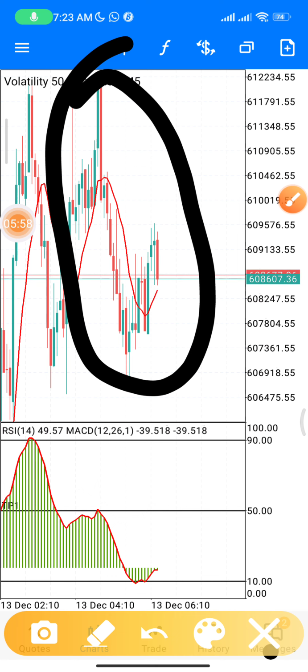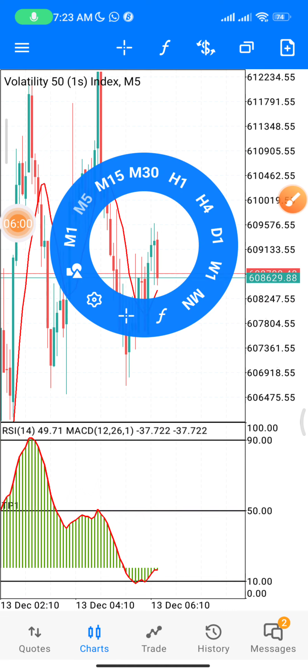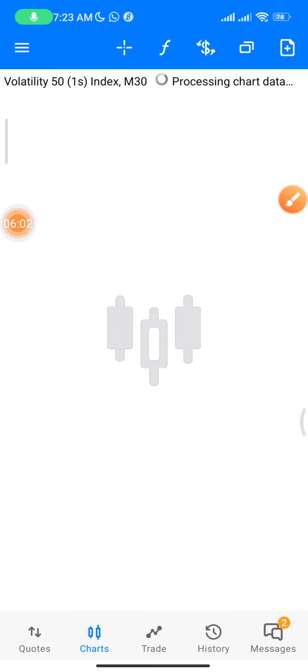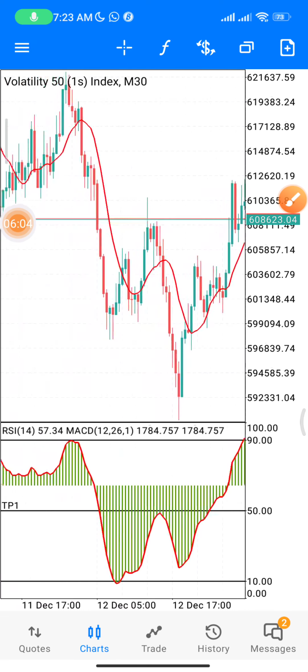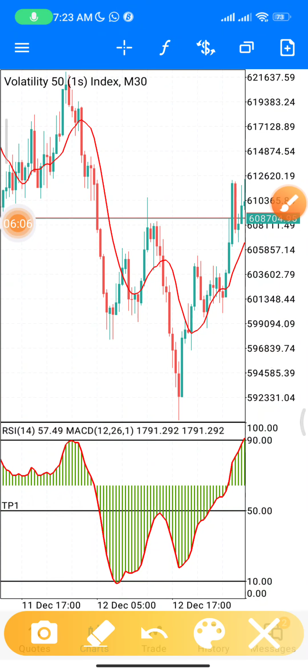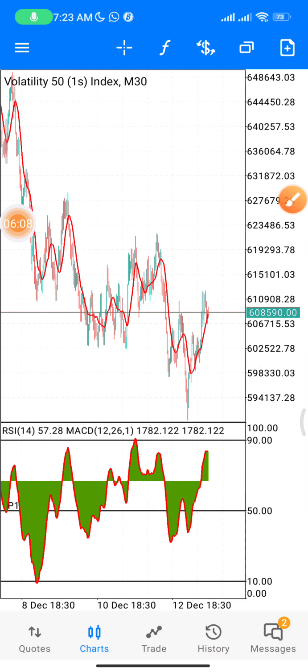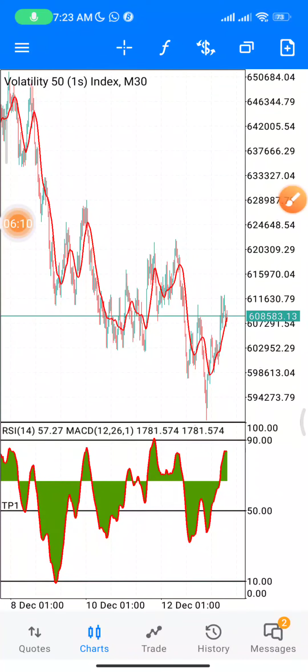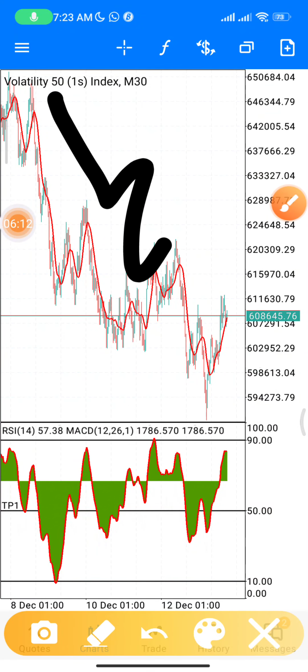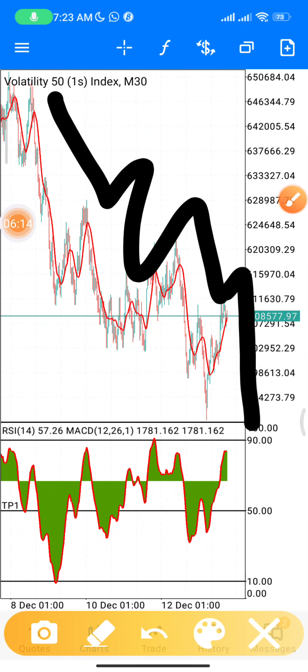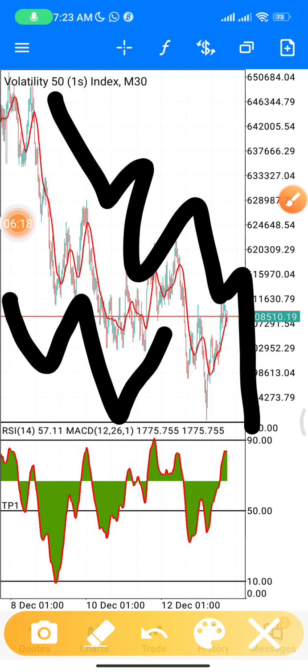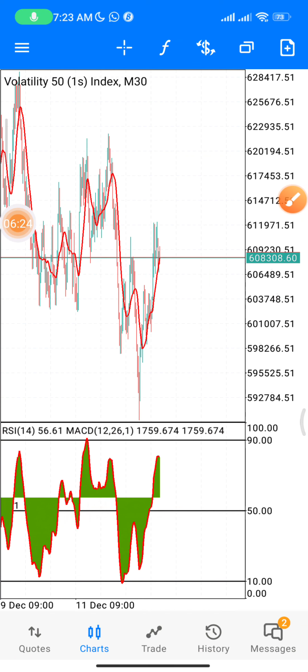So what we'll do is we'll switch now to 30 minutes to confirm. Okay, we'll zoom out completely so that you can see it. You can see that it's a sell position. This is what it's going to do. Okay, so this is a sell position already.